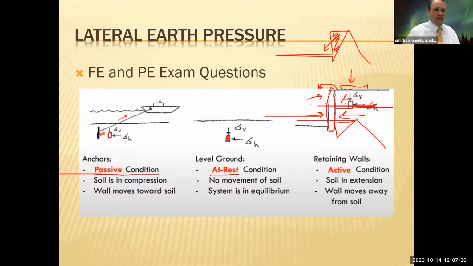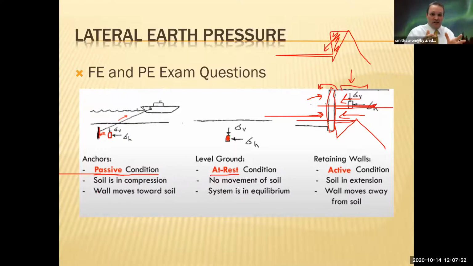When soil is pushing on something, it's in extension. It's falling away. This wedge is falling away from that pyramid that it wants to stay at. And so the soil is actually a little bit looser, it's falling, it's in tension. The soil is in extension. The wall is moving away from the soil. So those are three states that soil can be in.